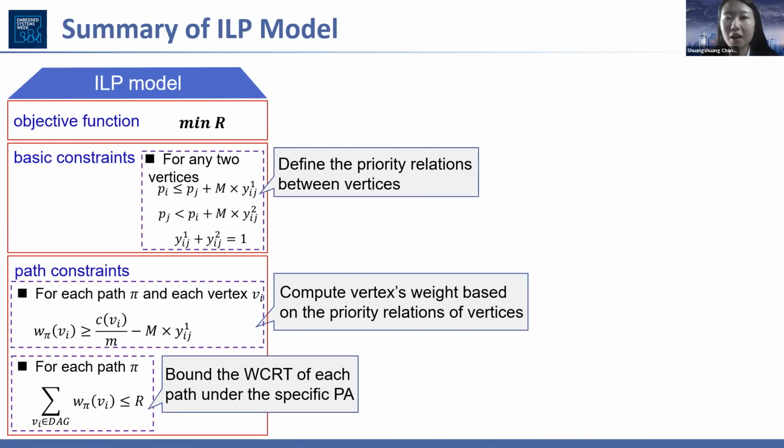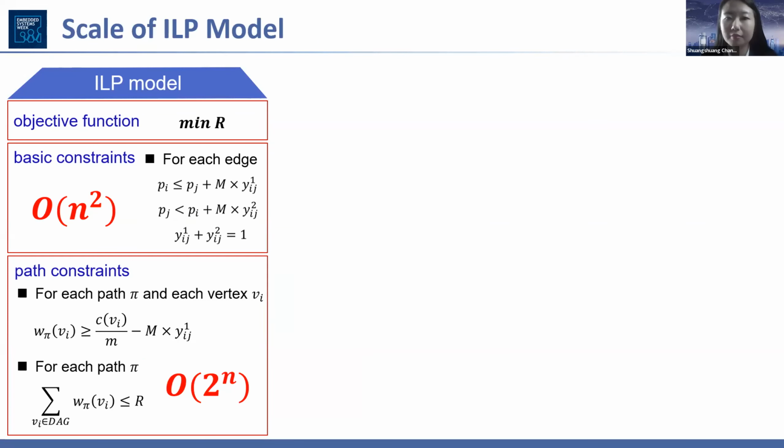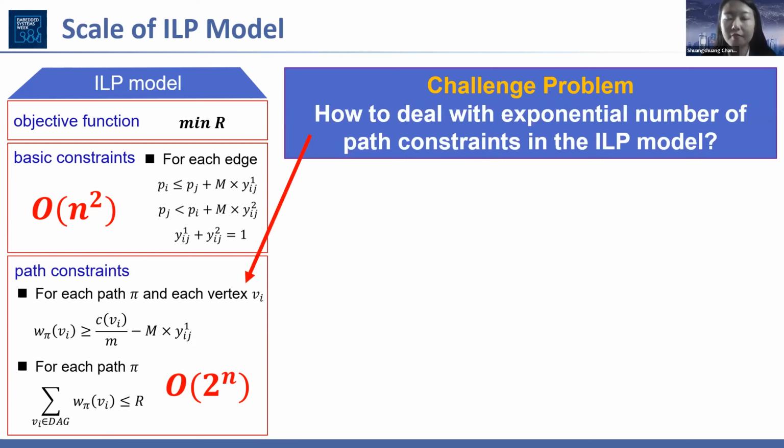The summary of the IRP model. This is our objective function, and the basic constraints define the priority relations between vertices. Path constraints are used to compute the weights of vertices based on the priority relations of vertices and bound the WCRT of each path under the specific priority assignment. However, the number of basic constraints is polynomial and the number of path constraints may be exponential with the size of the DAG. The challenge problem is how to deal with the exponential number of path constraints in the IRP model.